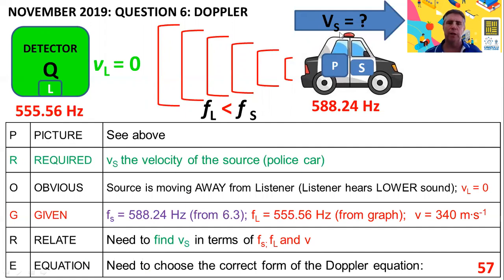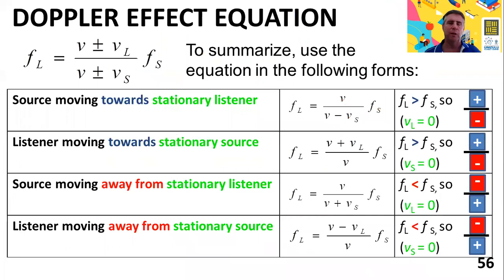So there's our picture. What is required is Vs, the velocity of the source or the police car. What is obvious is the source is moving away from the listener and that the velocity of the listener, the detector, is stationary. What are you given? Well, we've calculated these frequencies so far from 6.3 and from the graph, and we're given the speed of sound in air. So we need to find the velocity of the source in terms of these three quantities. But first, with the equation, we need to choose the correct form of the Doppler equation. By now, we know where to find that Doppler equation on our data sheets. So let's have a look.